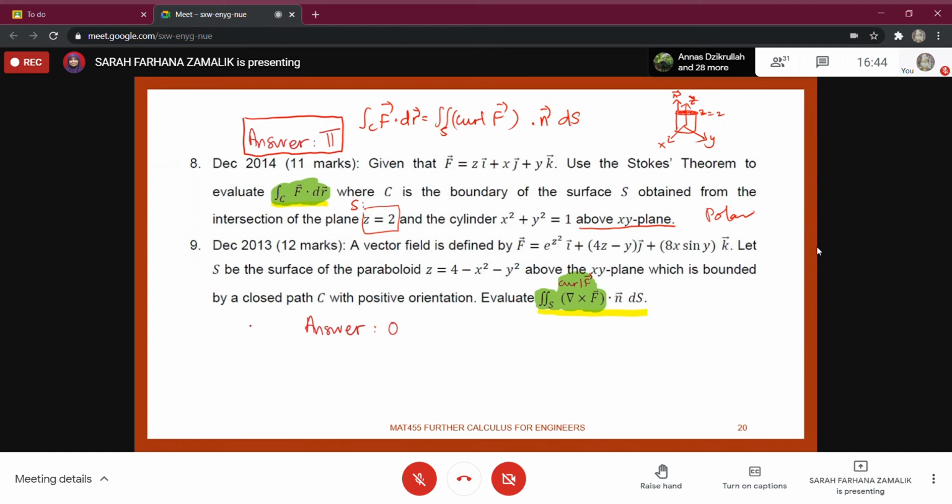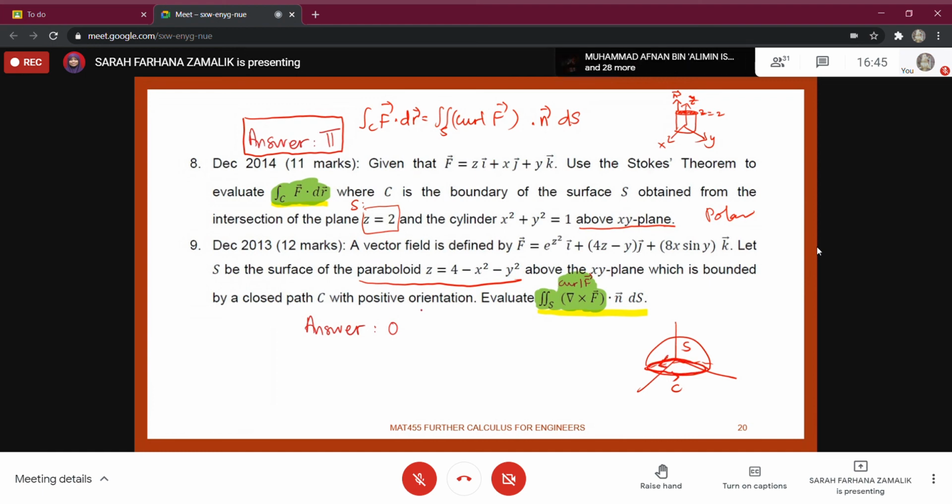Number 9 ni pun sama je macam previous example tadi sebab dia paraboloid. Paraboloid on the xy plane. So S kita yang mana? Kalau paraboloid dia memang macam tu je. Ni C kita, that is your S. Okay, let S be the surface of your paraboloid. So of course ni lah S kita, which is bounded by a closed path C with positive orientation. So yes, that is your curve C. Ni dia punya rim of paraboloid ni. That is your curve C.